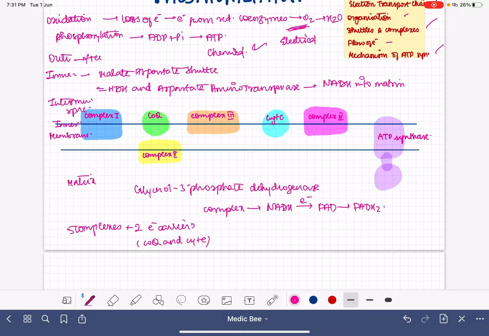Finally, we will see how electrons are transferred. If you look at this diagram, we have complex 1 here, complex 2 here, complex 3, and this is complex 4, and also the 2 electron carriers, coenzyme Q and cytochrome C. Finally we call this complex 5, but this is actually not a complex as such. It is called ATP synthase.